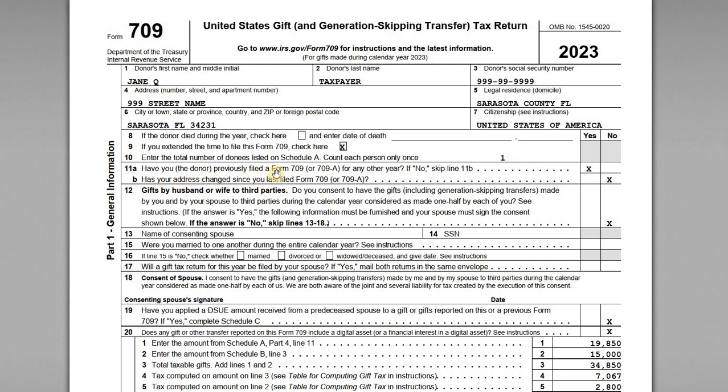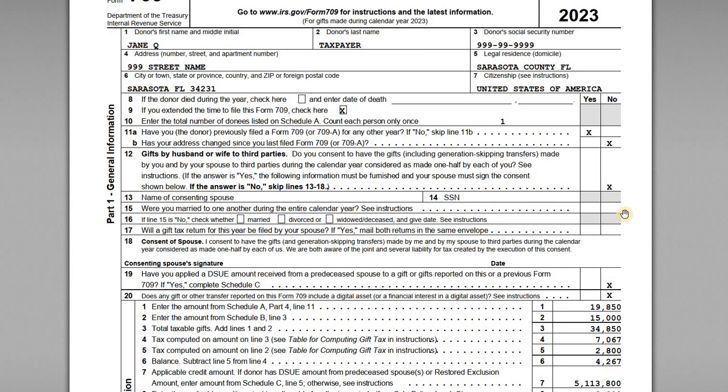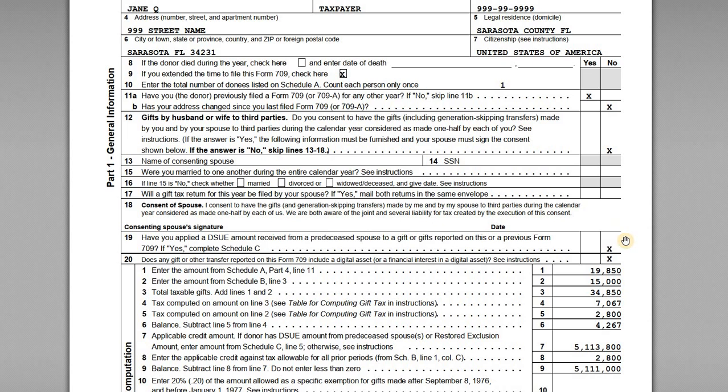Now, lines 11A and B: we have previously filed a 709, so we've marked that as yes. But 11B is no, in that we haven't changed our address since the last filing. So the last time Jane filed a 709 was the previous year, 2022. So she's been filing every year since 2020 after she made that initial gift. All right, so line 12 is a no because she's unmarried, so we can skip the lines through 18. We're not doing any gift splitting here.